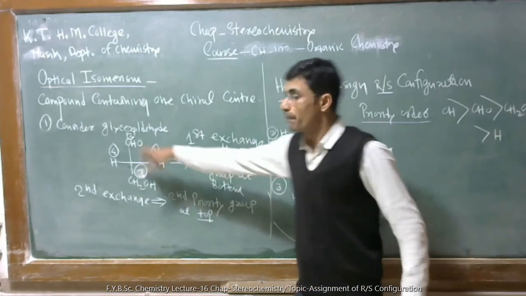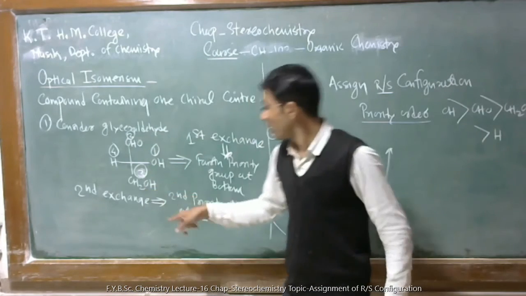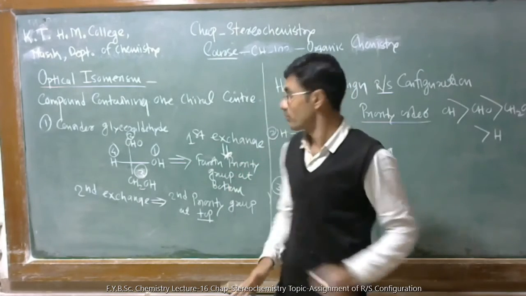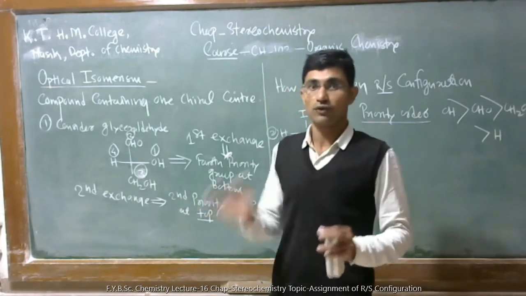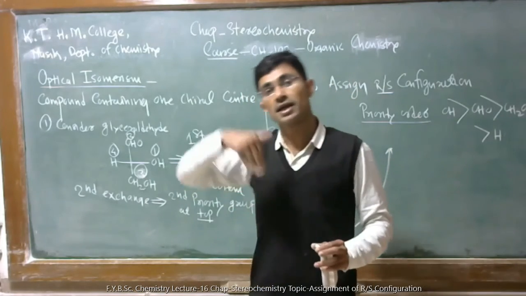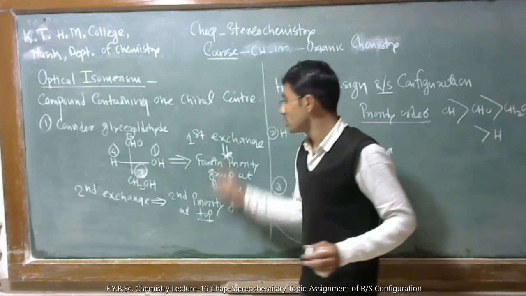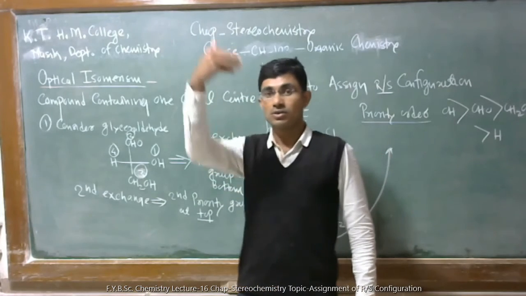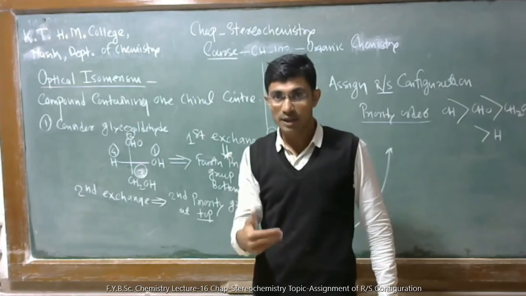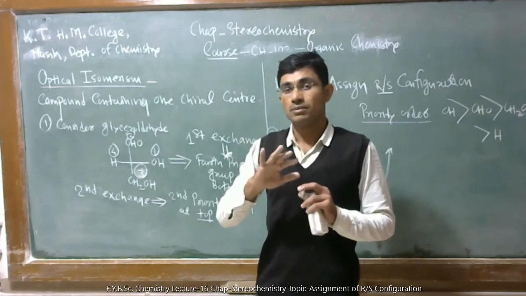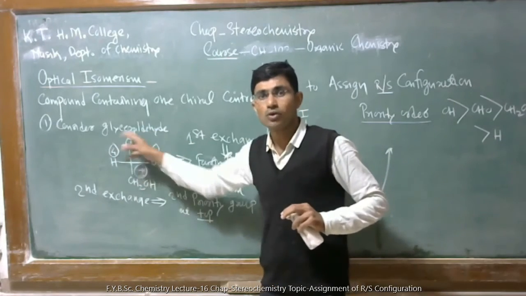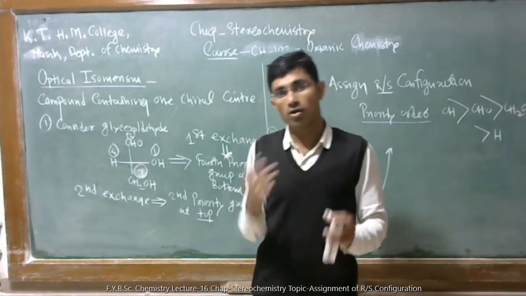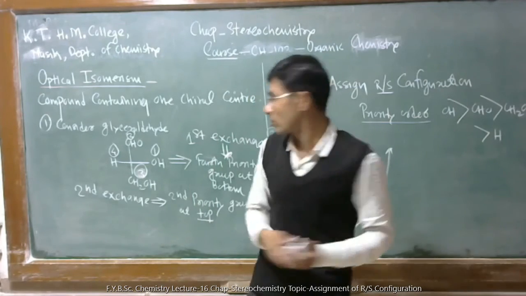So the first exchange brings the lowest priority group to the bottom, and during the second exchange we bring the second priority group to the top. By these two exchanges we get the original molecule. The first exchange gives the enantiomer, the second exchange again gives the original molecule. So we get the second priority group at the top and the lowest priority group at the bottom, and then you consider the sequence of groups, whether clockwise or anti-clockwise. When the sequence is clockwise, it is R configuration. When the sequence is anti-clockwise, it is S configuration.